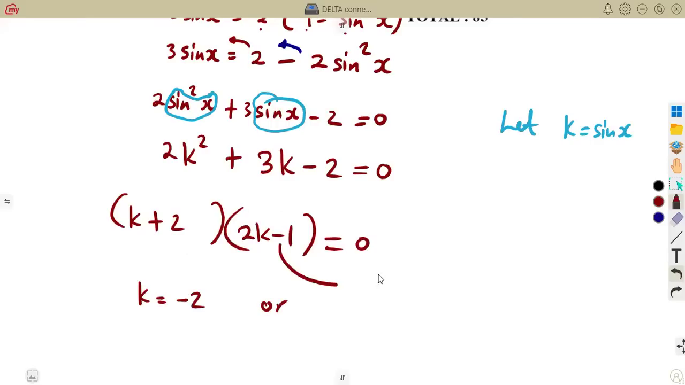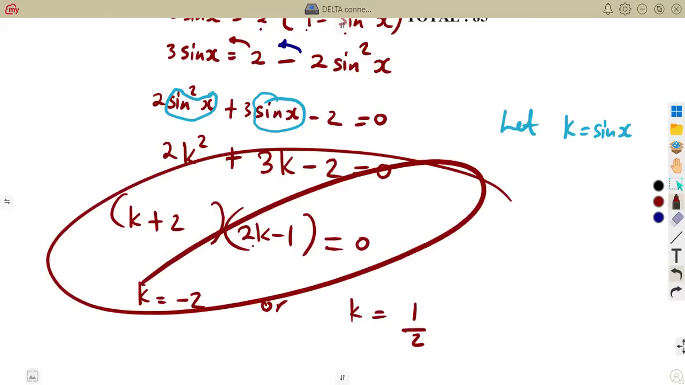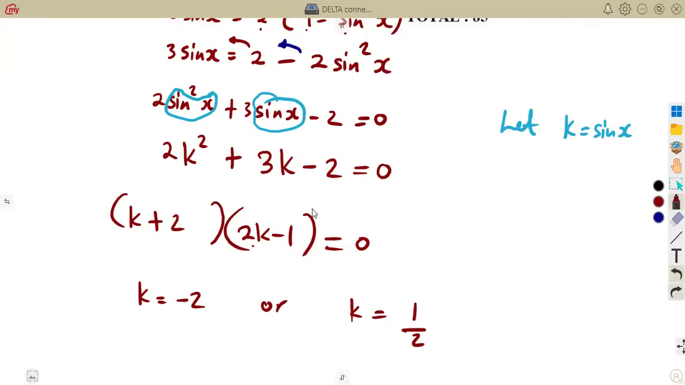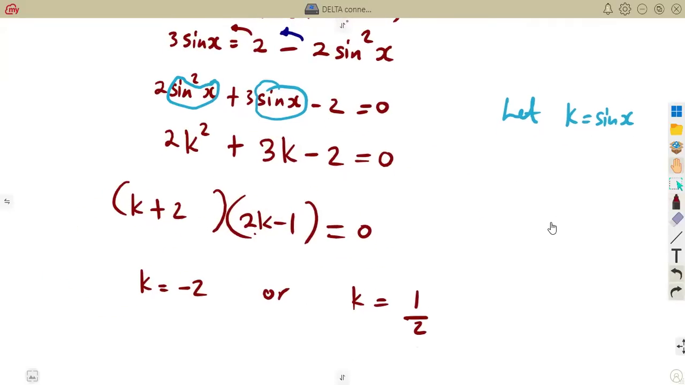Moving minus 1 from this bracket to the other side is going to give us what? A positive 1. Then we divide by what? By 2. This is what we have. Guys, you can use the quadratic formula, or whatever method you want. You have your values of k. You bring them back.